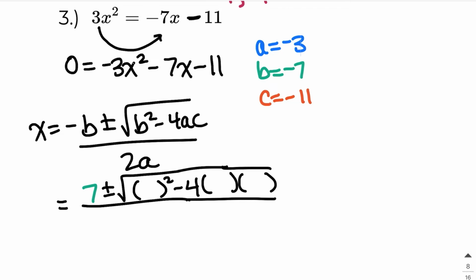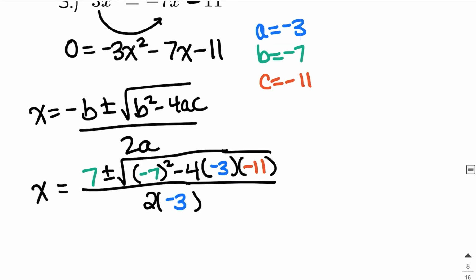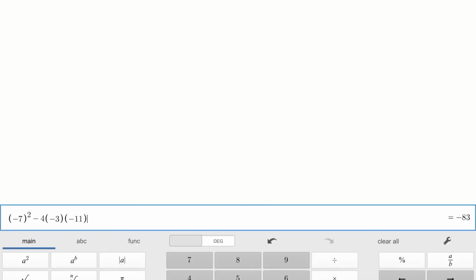So here I'm going to put in negative 7 squared minus 4 times a, which is negative 3, times c, which is negative 11. And this is all over 2 times a, which is negative 3. Now, we need to evaluate this expression right here. Before we do that, I would like for you to please try it yourself and see if you get the same answer as me, because we've got to make sure that you're able to plug these numbers into your calculator correctly. Okay, and here, when I do this, I get negative 83.